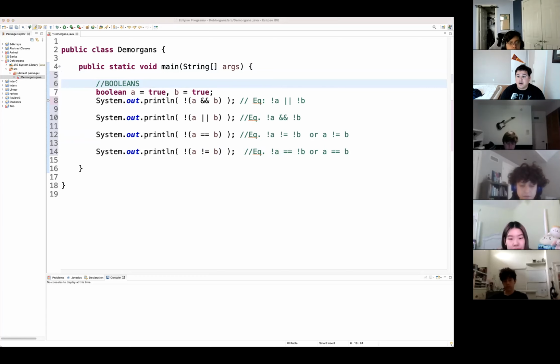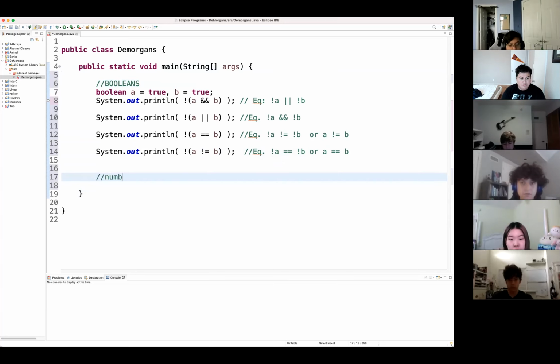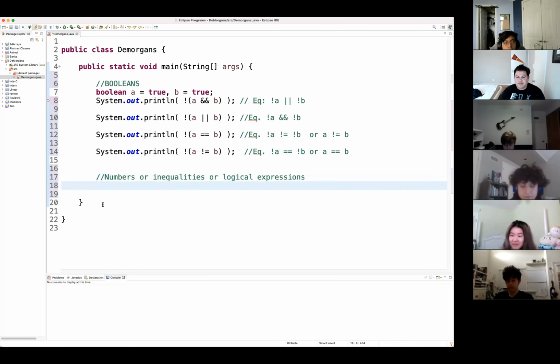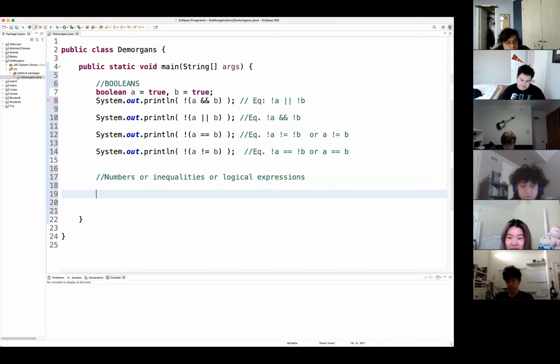All right, now let's move on to actual numerical equations. So let's say we're dealing with numbers, or inequalities, or logical expressions, just to cover all my bases. I almost put espressos. I'm funny. Okay, so let's take a look at this.